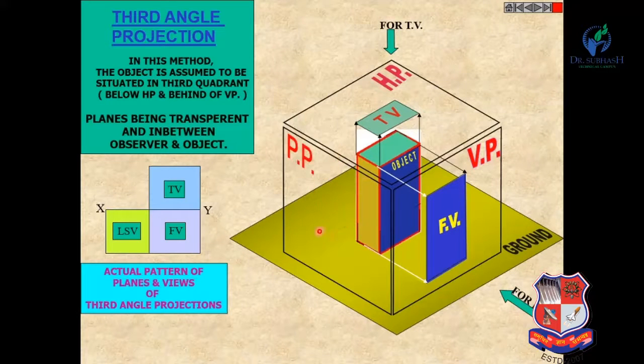And for the side view, the profile plane, similarly here this plane is in between the object and the observer, and the side view is here. So you have to remember that in the third angle projection method, the front view is below the XY line, the top view is above the XY line, the left hand side view is left of the front view, and the right hand side view is right of the front view.